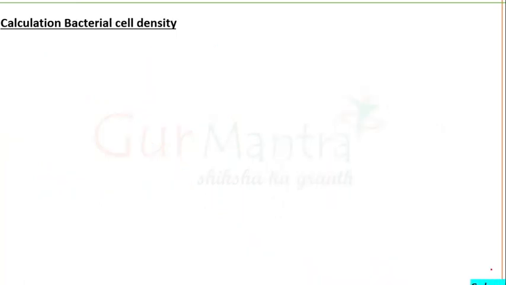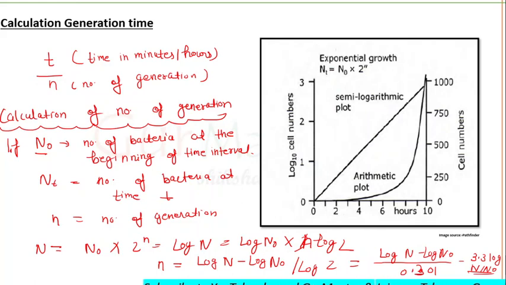Now next comes calculation. I didn't show you the graph. Let me show you the graph here. Here you can see log 10 cell numbers, exponential growth. This is Nt, the number of population at the end of the interval, and this is N naught to N. This is an arithmetic plot and this is a semi-logarithmic plot. Cell number is increasing.